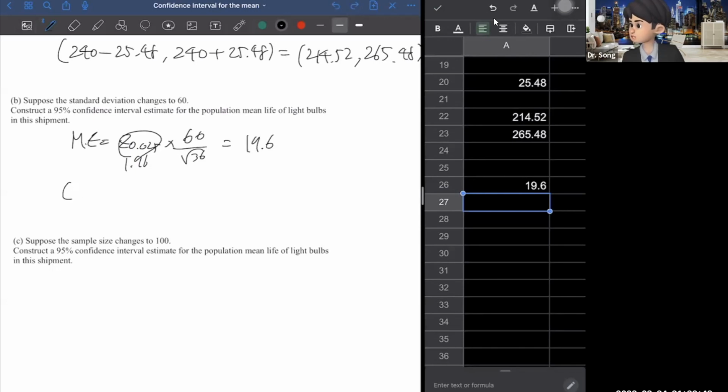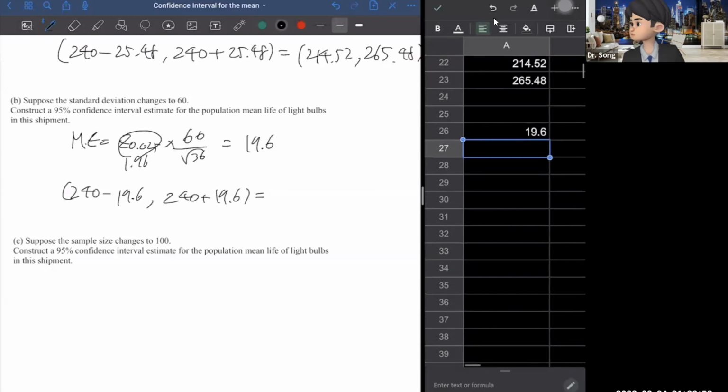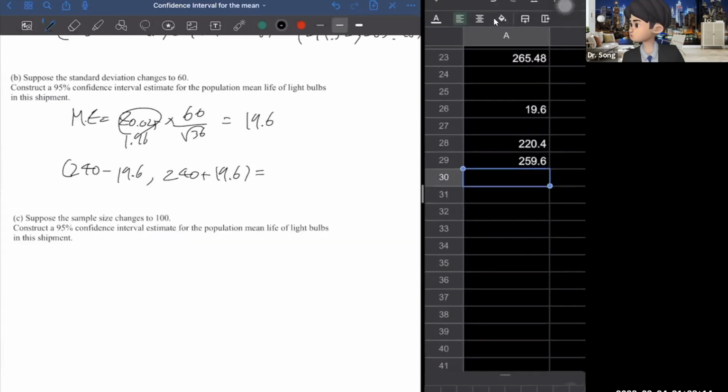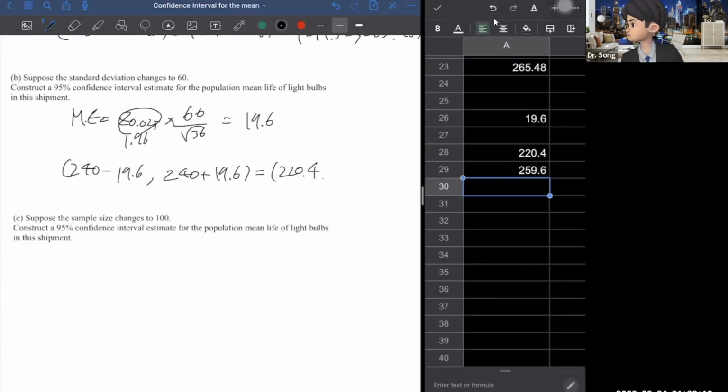Then the confidence interval is 240 minus 19.6. And then 240 plus 19.6, it is the upper bound. So let me calculate the lower bound and the upper bound. So lower bound is 240 minus 19.6. And then 240 plus 19.6 is the upper bound. So the lower bound is 220.4, upper bound is 259.6.